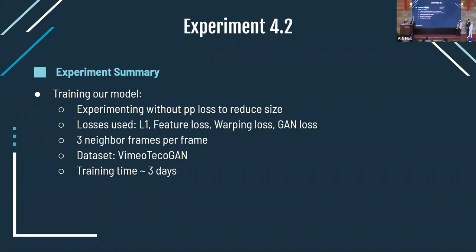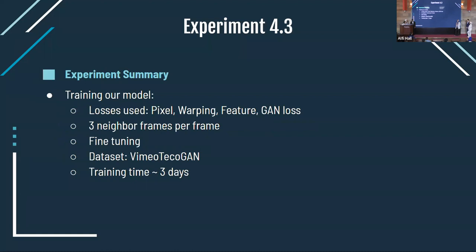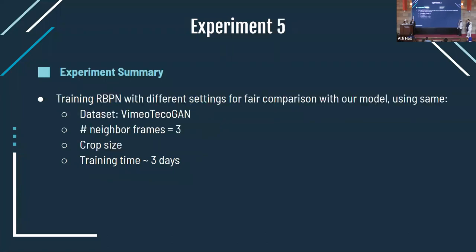Training took around 3 days, and training on the same data set. And we will compare the results of all these experiments later. The third experiment is that we did some fine tuning. We trained part of the generator and then loaded it. So the training continues from this point. And now I'll compare the result of the 3 experiments.